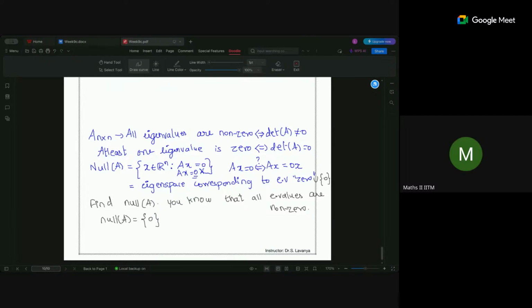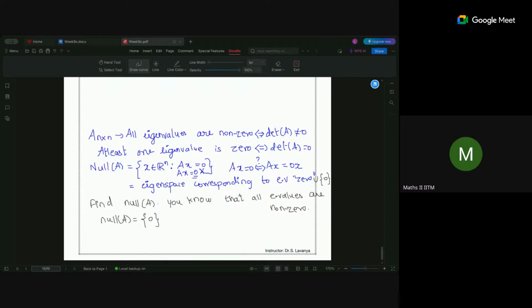See here, the very easy trick is that you are given a matrix. Many of you, those who have found eigenvalues, at least those students could have directly written null of A is 0 because there was no zero eigenvalue. Okay, do you understand what I'm saying?